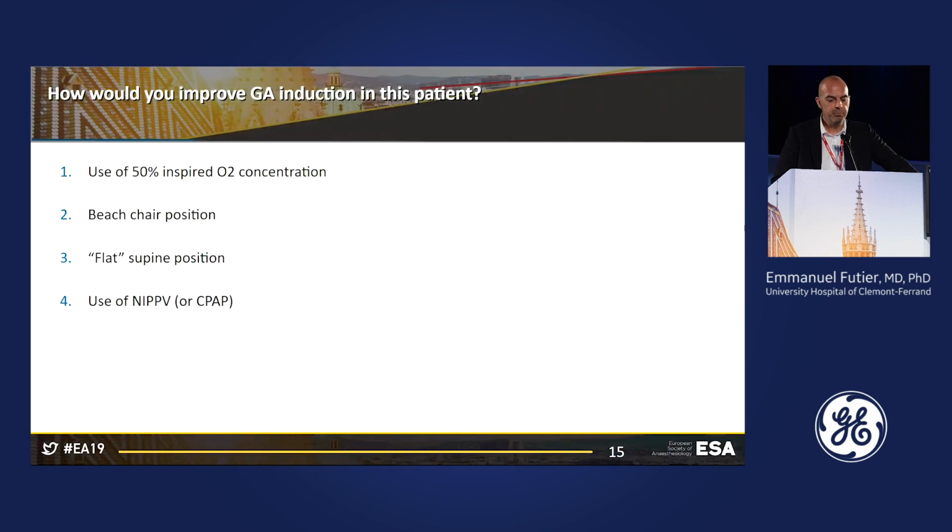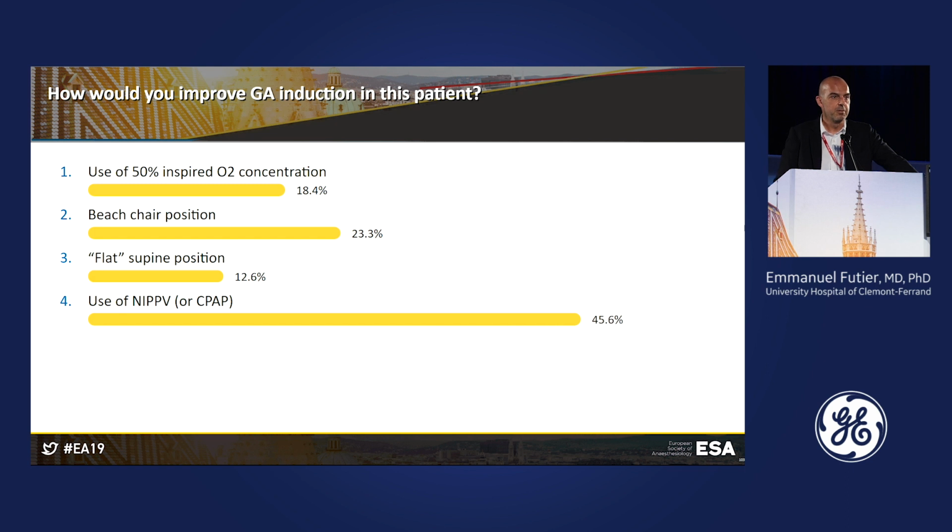The second question, how would you improve general anesthesia induction in this patient? Are you going to use reduced concentration of inspired oxygen, specific position, the beach chair, the flat supine, and are you going to use NIV for the pre-oxygenation, for example? Again, 15 seconds. What do you think about that? Okay, interesting. Almost 50% will use NIPPV. Are you already using NIPPV for the pre-oxygenation in this patient? I'm not quite sure, but we'll see.